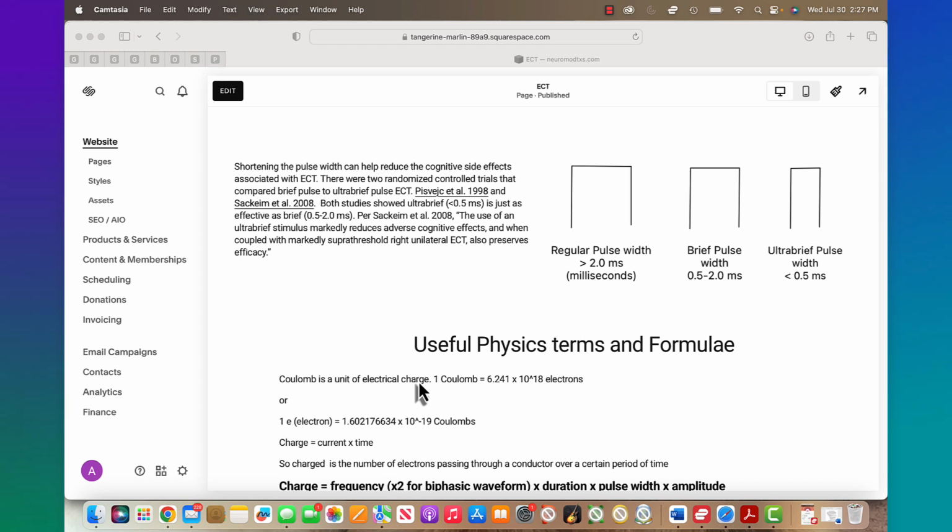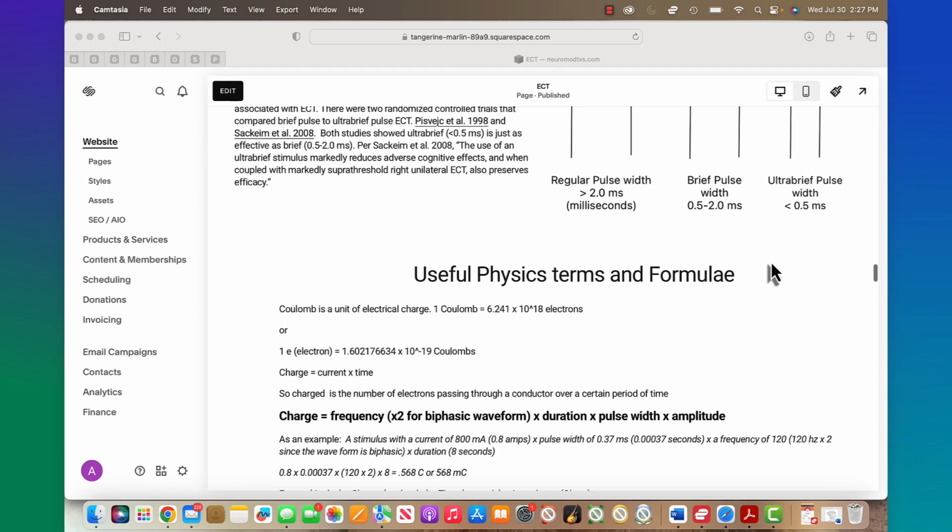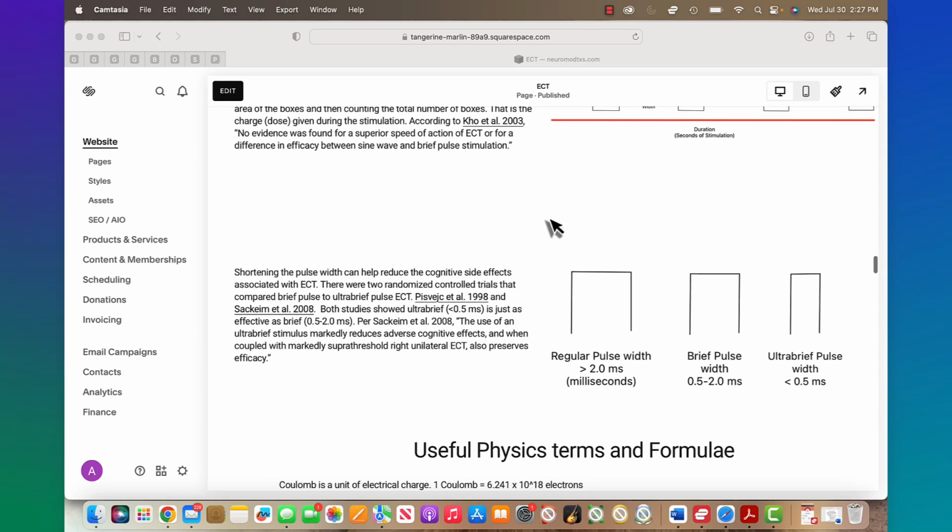So for any of you who work with me, I tend to do a lot of ultra-brief pulse. The reason being, trying to help cut down on that retrograde and anterograde amnesia as much as possible. And that is why we use square wave.